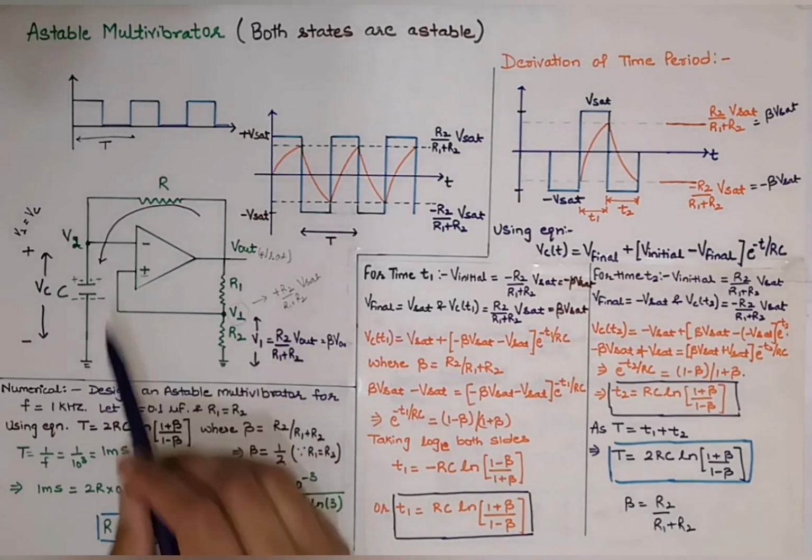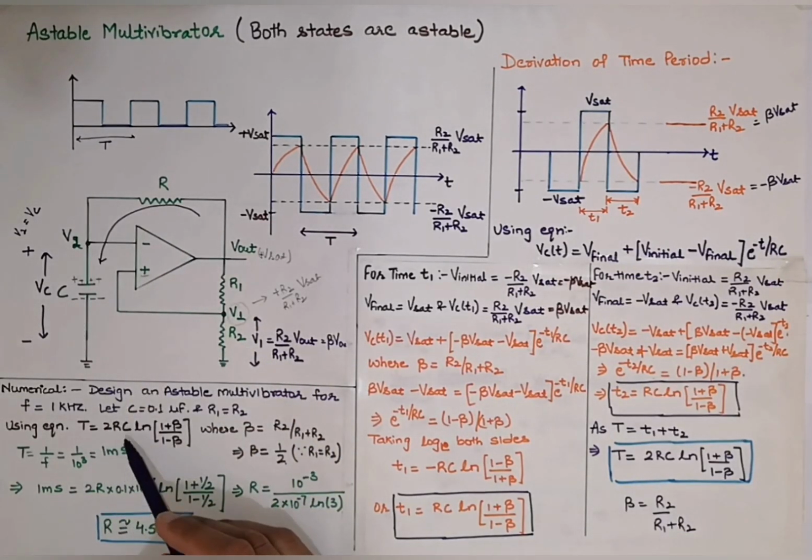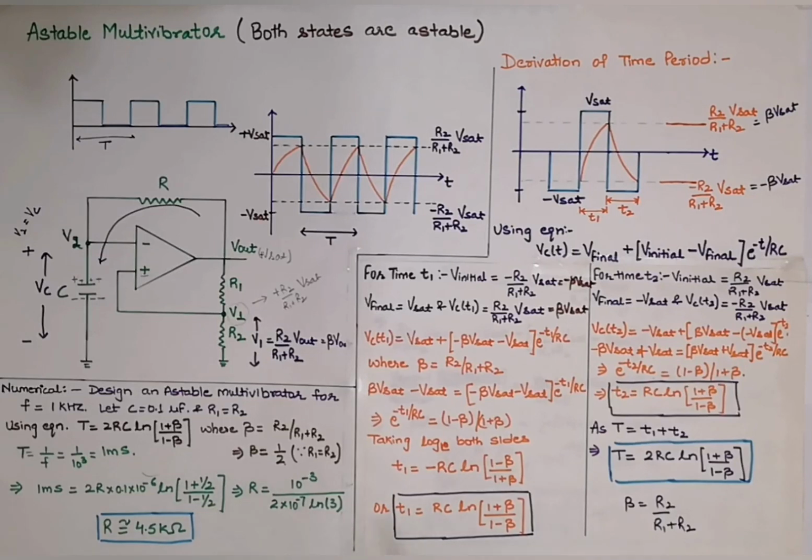Now putting these values in my time period equation, T is 1 millisecond, R is unknown to me, I have to find the value of R. C is 0.1 microfarad, micro means 10 to the power minus 6, natural log of 1 plus beta is 1 by 2, 1 plus 1 by 2 upon 1 minus 1 by 2, and by solving it I can get the value of 10 raised to power minus 3 divided by 2 into 10 to the minus 7 natural log of 3, and it will come out to be approximately 4.5 kilo ohm.